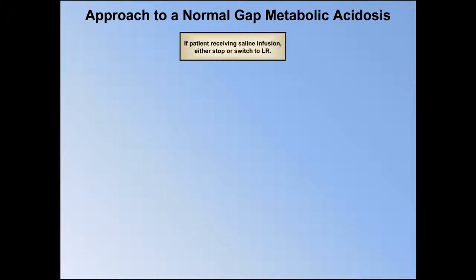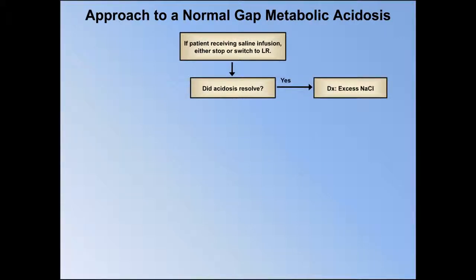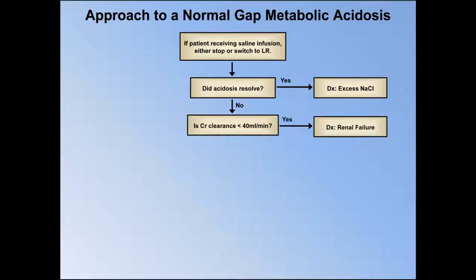The first step is to either stop any infusion of normal saline or switch it to lactated ringers. If this caused the acidosis to resolve, then excessive saline infusion was the sole explanation. If the acidosis persists, then check if the creatinine clearance is less than 40 milliliters per minute. If so, then renal failure is the most likely explanation. If creatinine clearance is greater than 40, then assess the serum potassium, urine pH, and urine anion gap.